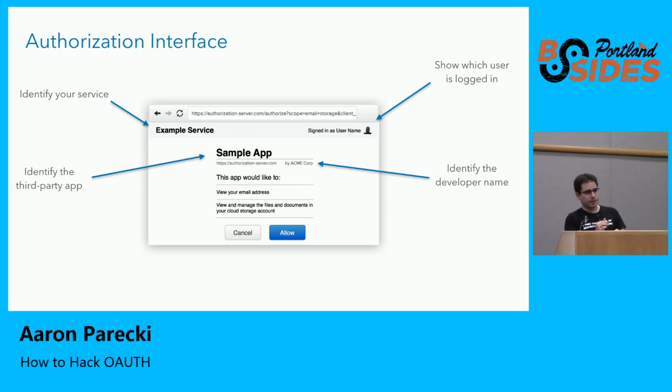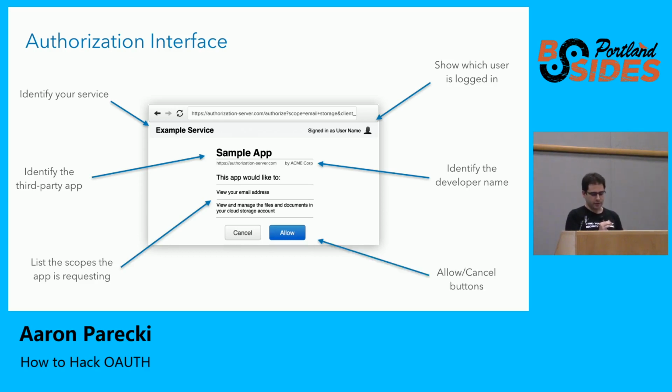Show what user is logged in, because people often have multiple accounts, and you don't want someone to accidentally authorize their work Twitter account when they meant to authorize their personal Twitter account. Listing the scopes is, again, one of the challenges, because it's copywriting: you have to write things that are really concise but also meaningful and don't completely overwhelm the user. And of course, there's always the allow and cancel buttons.